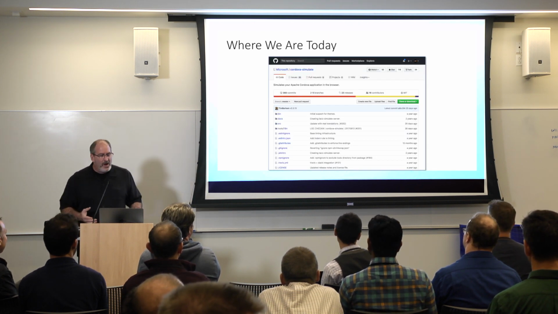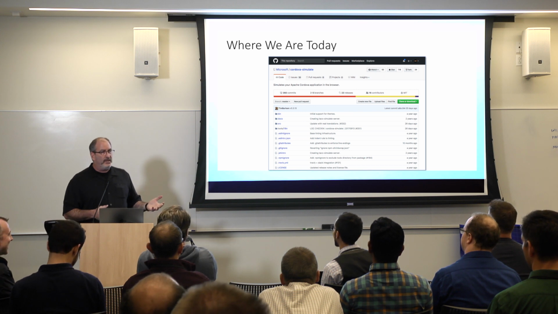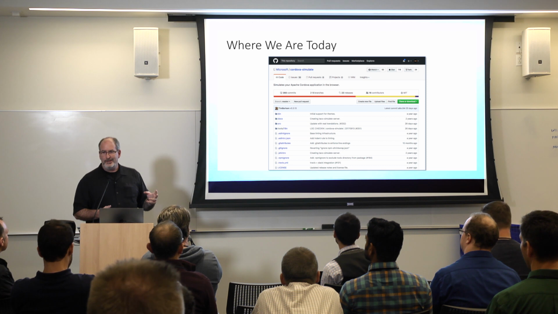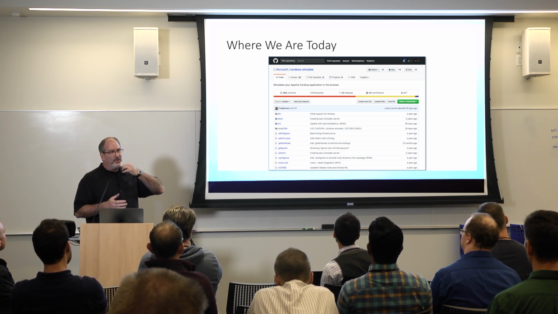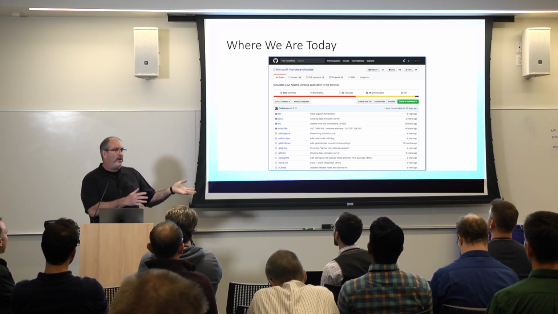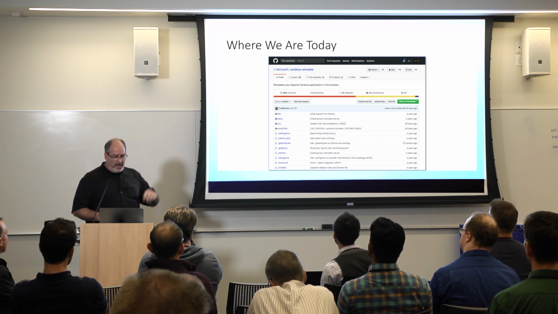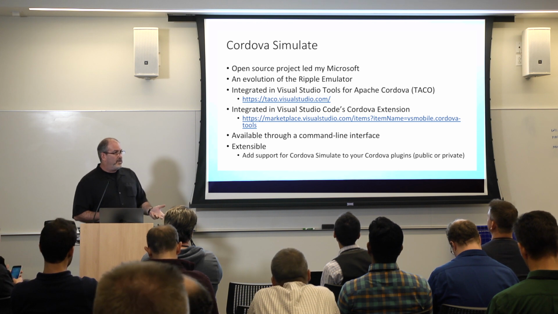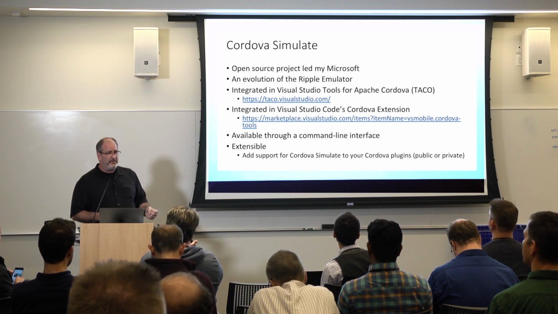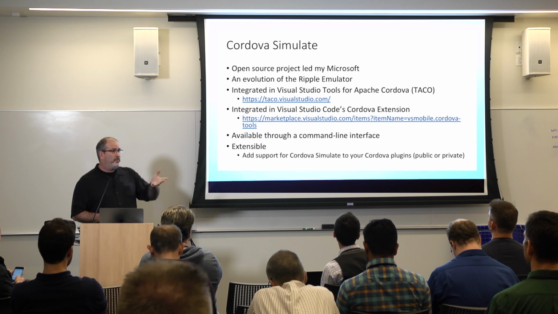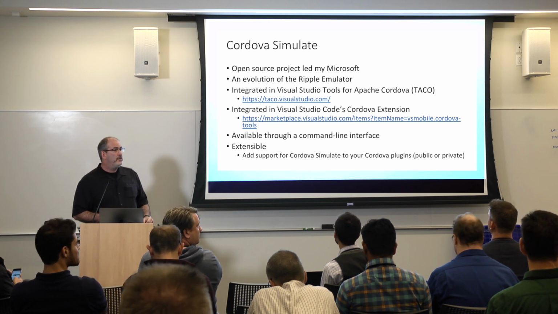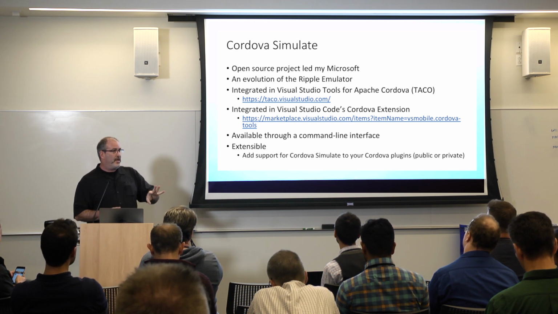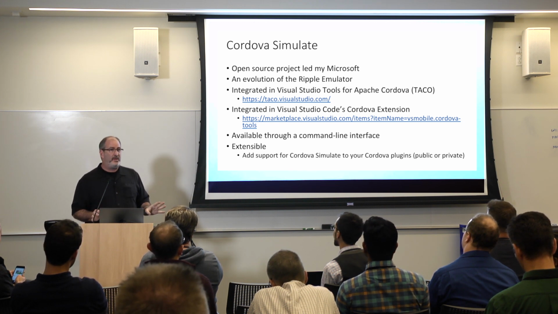All right, so where we are today. So the team at Microsoft took the Ripple project. Cordova Simulate. So we took Ripple, and we kept parts of it and completely rewrote other parts of it. And the reason why we did that is because we wanted to integrate it into Visual Studio Taco. You guys heard of Taco? No, it's not a dinner food. Visual Studio Tools for Apache Cordova. OK, cool. If you guys have any problems with the docs for Visual Studio Taco 2017, don't complain to me, even though I wrote every bit of them.